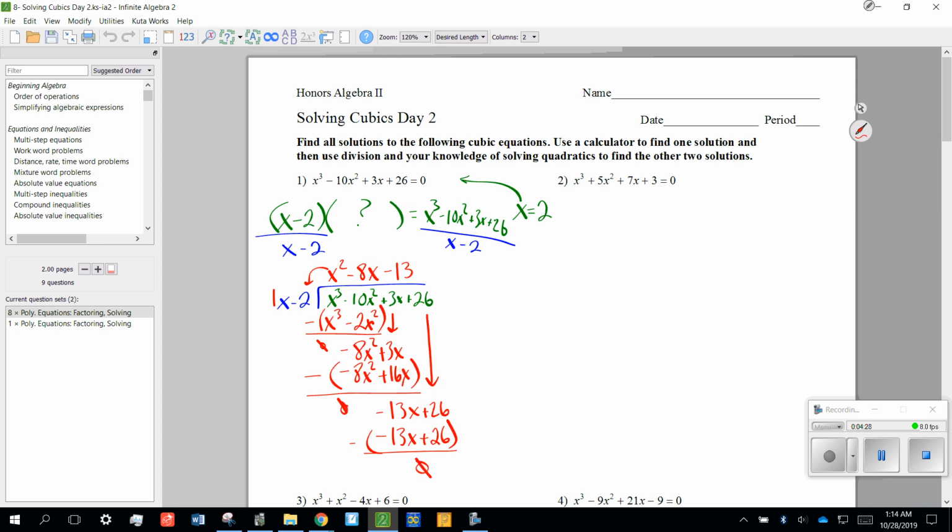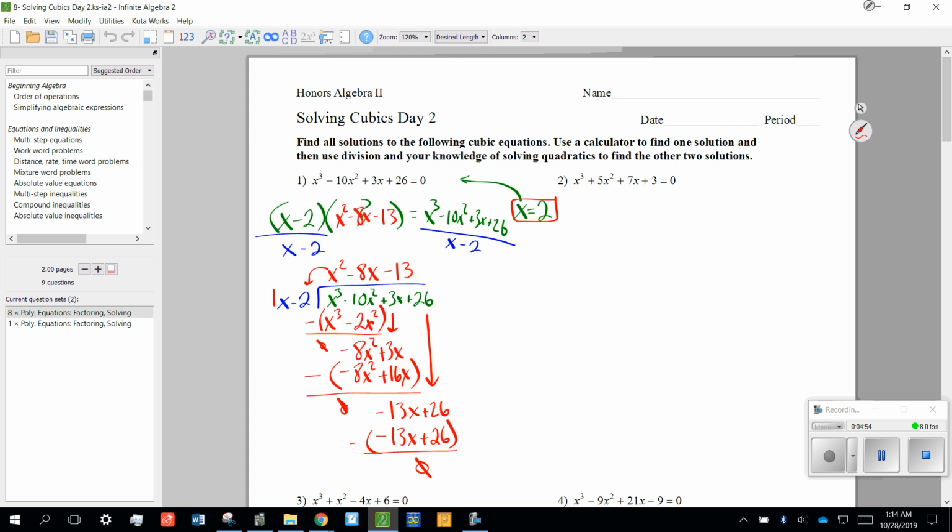So it divides evenly, and the polynomial that goes in here is x squared minus 8x minus 13. So these two things multiplied together equal the original polynomial. They're factors of it. All right, so we already know one of our solutions is x equals 2. It'll make the whole thing 0. Well, what else will make it 0?